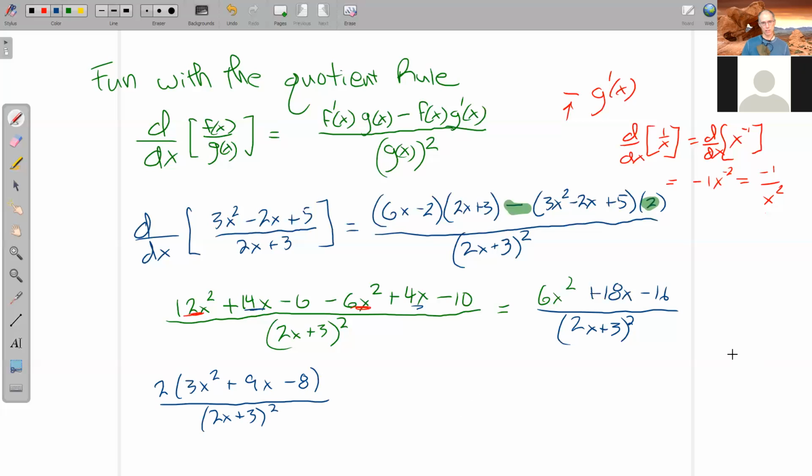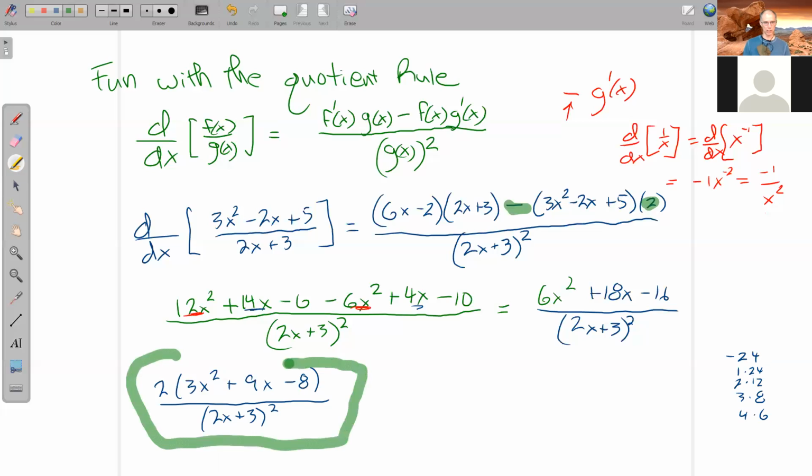3 times 8 is 24, so I've got -24. Factors are 1 times 24, 2 times 12, 3 times 8, and 4 times 6. And they are being subtracted, and none of them give me a 9. So the numerator is not factorable. All right, so this will be the final answer here, unless I have an error somewhere.